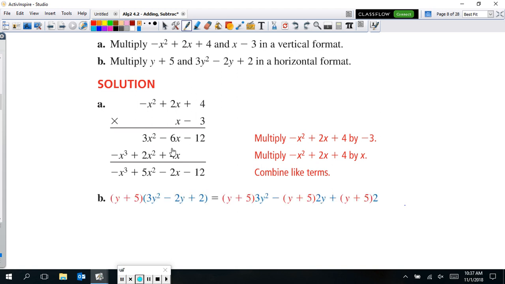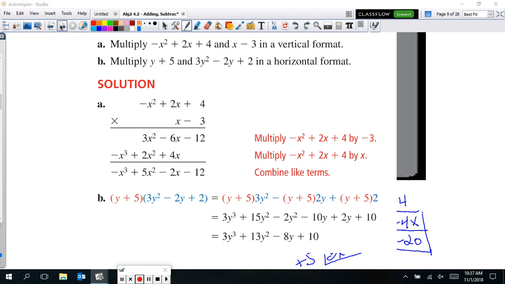Horizontal format is kind of more doing a double distributive property. So you're going to distribute, or even a triple distributive property in that case as well. They're taking this blue one over here, which has 3 terms, multiplying it by these two here. So the 3y squared times those two, then times those two, and so on. And then they've got it all multiplied out, and then they're going to just combine like terms.